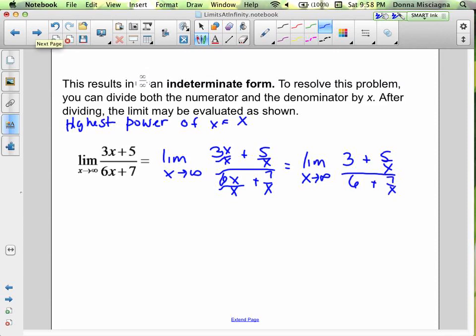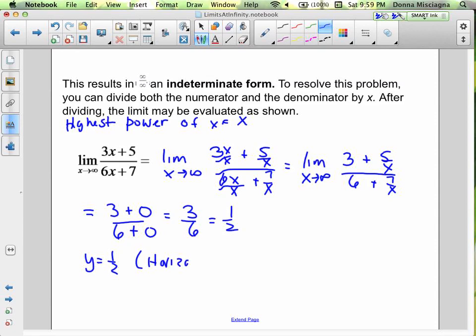All right, so now we're calculating the limit, and so now I'm going to drop it. I've done the simplifying, so now I can drop the limit. All right, so the limit of 3 is 3. The limit of 5 divided by x, that's 0. The limit of 6 is 6. And the limit as x approaches infinity of 7 over x, that's going to be 0. So we have 3 divided by 6, or 1/2. And so that's our limit. Not only is that our limit, but y equals 1/2 is a horizontal asymptote.